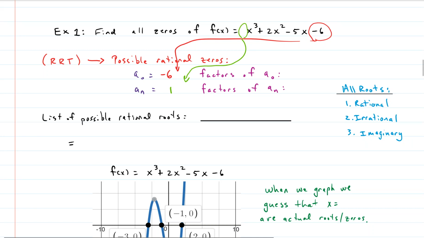What are factors of -6? Well, it's kind of a lot, right? We have plus or minus 1, plus or minus 2, plus or minus 3, and plus or minus 6. The rational root theorem says that we can take the factors of the constant term and put them in the numerator here. I'm just going to copy those down, and we can take the factors of the leading coefficient, plus or minus 1, and put them in the bottom.